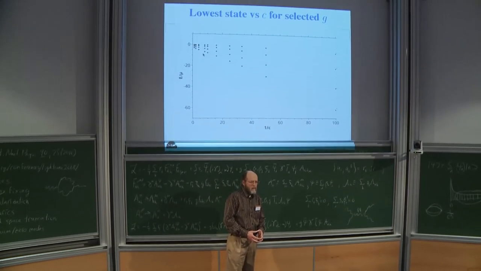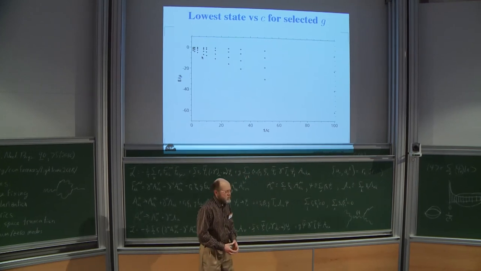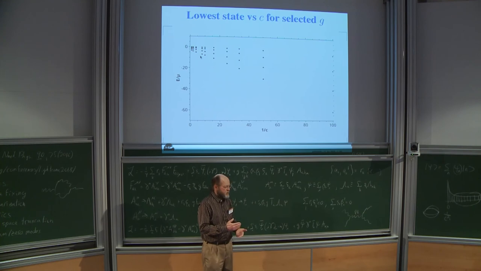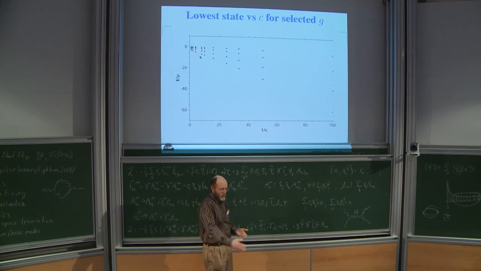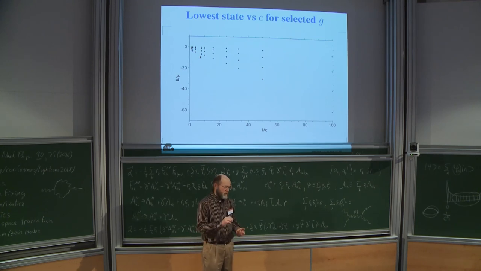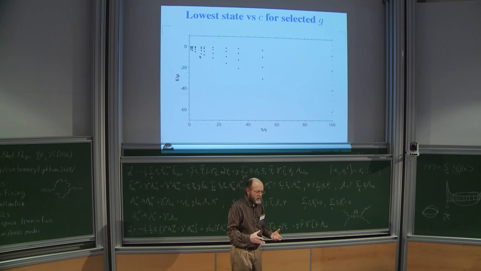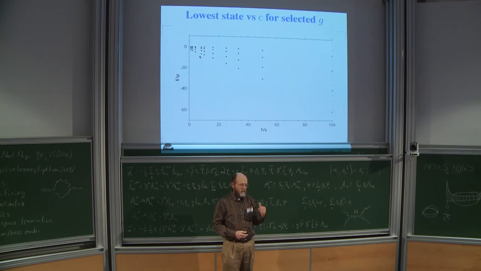Well, in fact, the way the calculation is done here is that the states that were kept at C equals 1 are kept all the way through. So we don't do an energy cutoff that varies with C. The determination of the Fock basis is made at C equals 1 with the cutoff in energy.